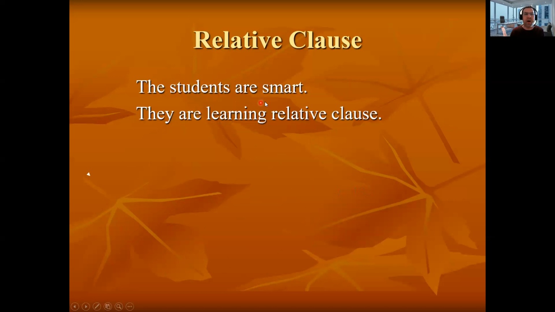The students are smart. They are learning relative clauses. So I need to put these two sentences together. The students, they are doing the action because they are the ones that are learning. So is it going to be whom or who? Yes, it is going to be who because they are doing the action.